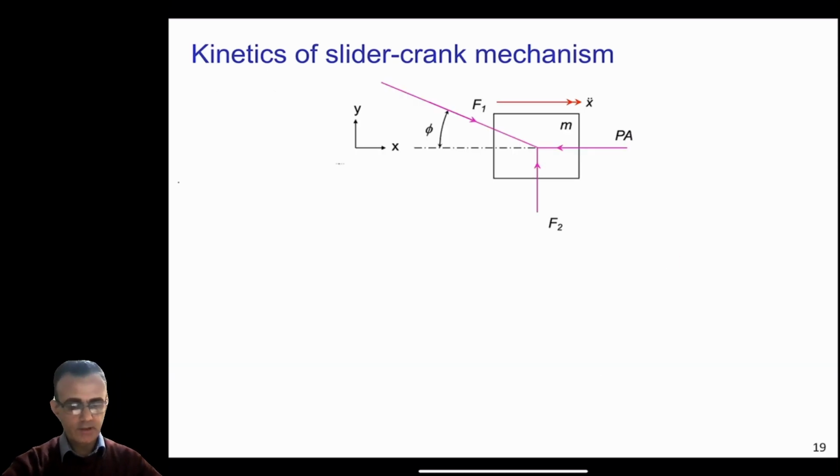Okay, so now if we consider this free body diagram of the piston here, we want to calculate F1 and F2 on the piston. To calculate F1 and F2, first we will use these equations. The summation of all the forces in the y direction equals 0, because the piston is moving only in the x direction. There is no motion in the y direction. Therefore, the summation of all the forces in the y direction equals 0.